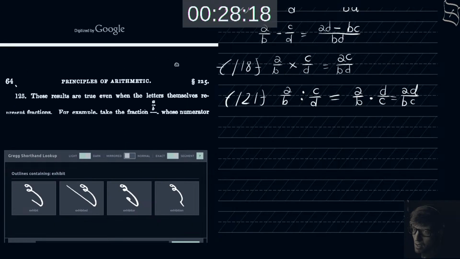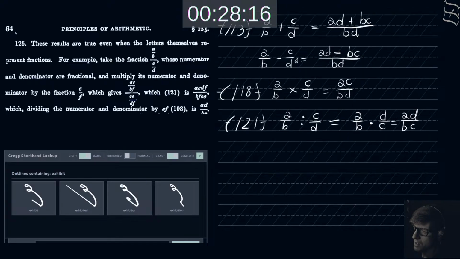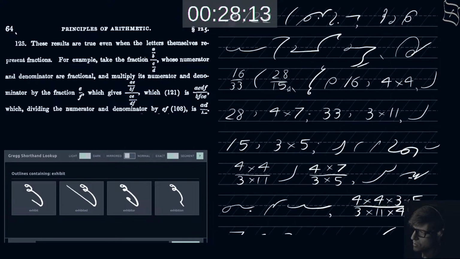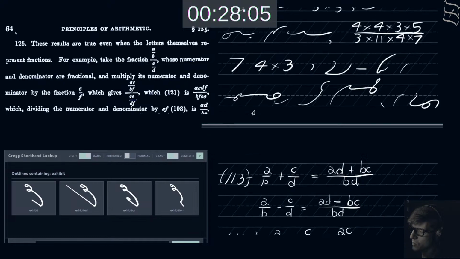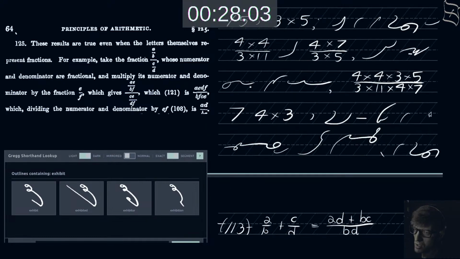So let's go ahead and, do we need to do 120? He laid out the rules for 120. Okay, we already did 122, and then in 124, he was essentially just laying out rules, which we don't need to read back over. So I'm going to skip that, and I'm going to go straight to article number 125.